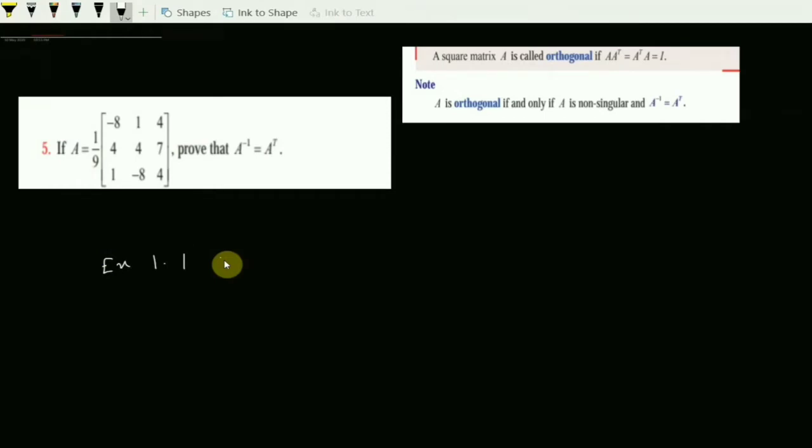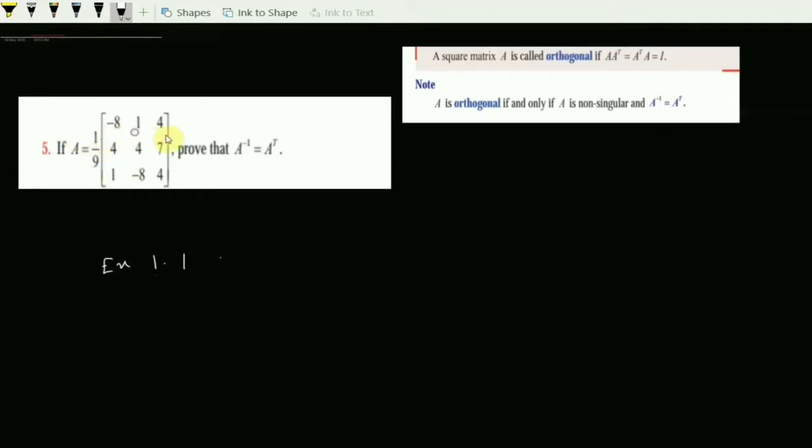Hello students, today we'll do exercise 1.1 sum number 5. The question is: matrix A is given as 1 by 9 times the matrix with rows (1, 9, -8), (1, 4, 4), (4, 7, 1), (-8, 4)... Prove that A inverse is equal to A transpose.